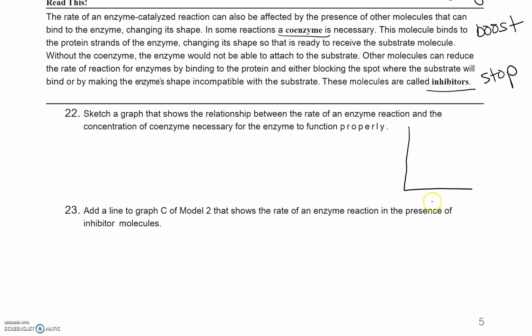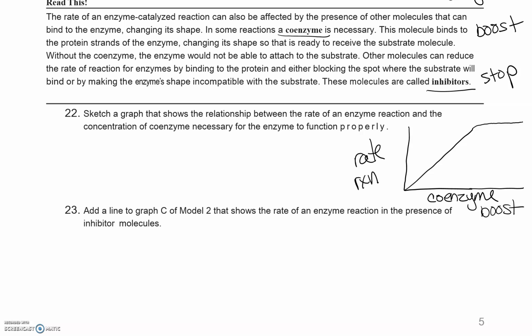So in our graph, if this is our coenzyme, and this is the rate of our reaction, we're going to have something that looks like this. The more coenzyme we add, the higher the rate of the reaction is, because the coenzyme is boosting the enzyme's ability to work. At some point, if we continue this graph on, we will have a leveling off because the enzyme will level off with its reaction. But a coenzyme will boost the activity, so it will increase the rate of reaction.